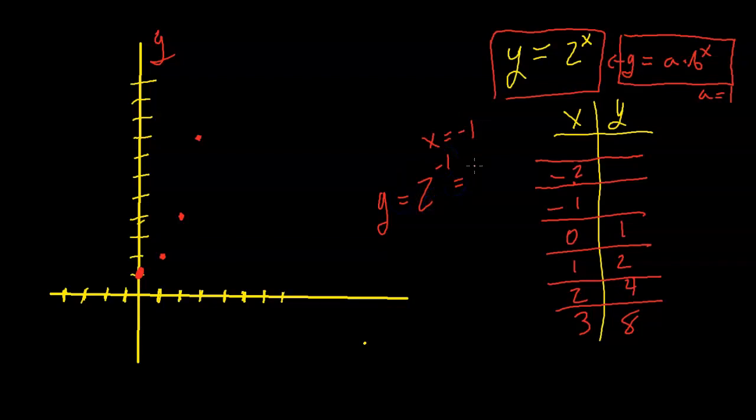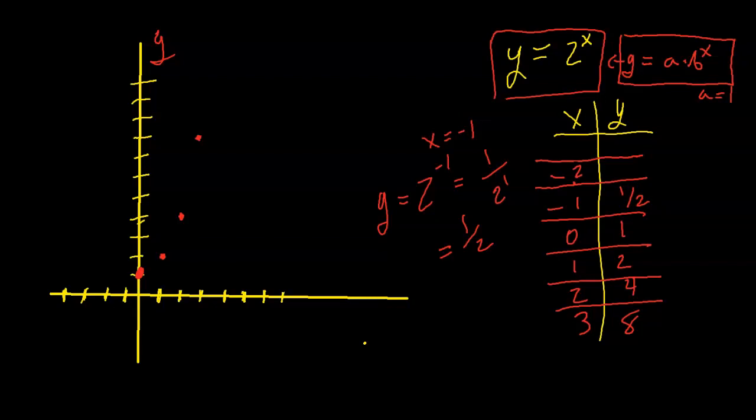Hopefully we remember some of our properties of exponents. We should know that this is equal to 1 over 2 to the first power, right? When you have a base raised to a negative exponent, that just means you flip it into a fraction and you raise the denominator to that power, right? So 2 to the negative first power is equal to 1 over 2 to the first power. We know that just equals 1 over 2, right? So when x equals -1, y equals 1/2, positive 1/2, right?